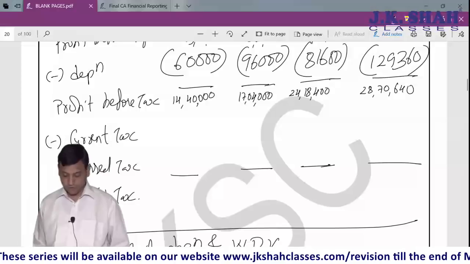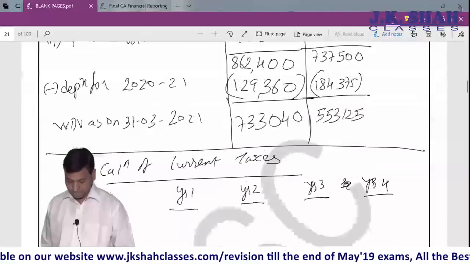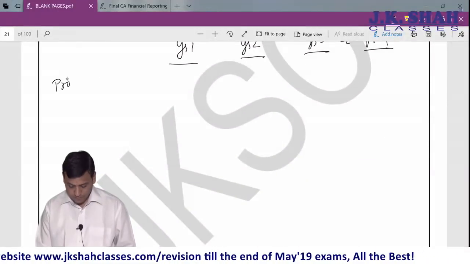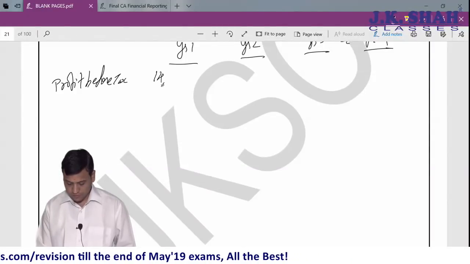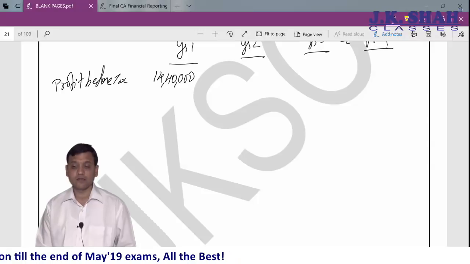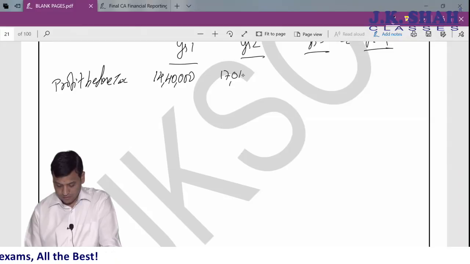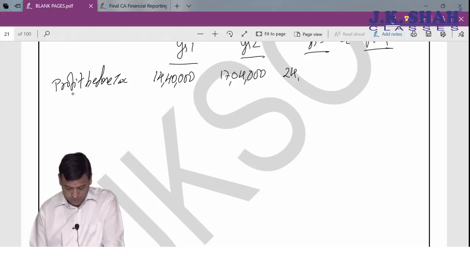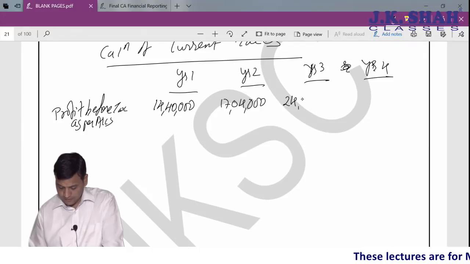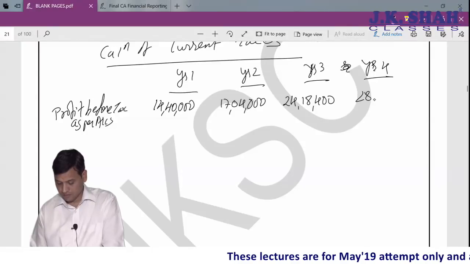Profit before tax 1440, 1704, 2418 and these amounts. Profit before tax, how much? 14 lakh 40,000. Thereafter 17 lakh 4,000. Thereafter, of course, as per accounts. As per accounts, yes, madam. 24 lakh. And the last? 28,70,640.